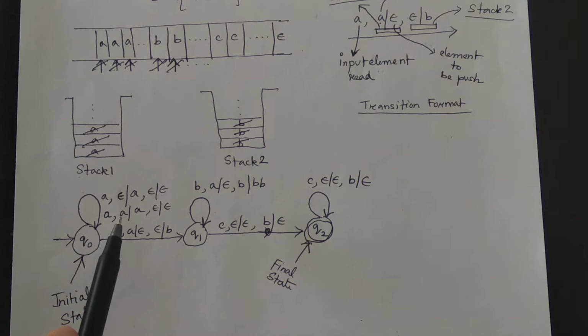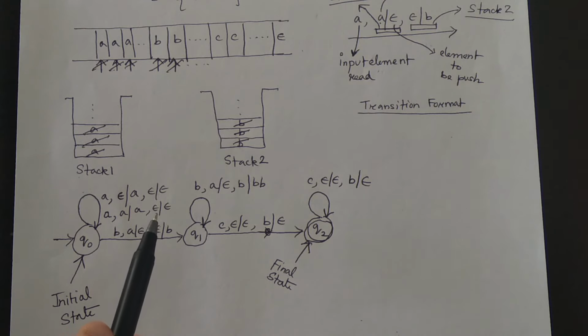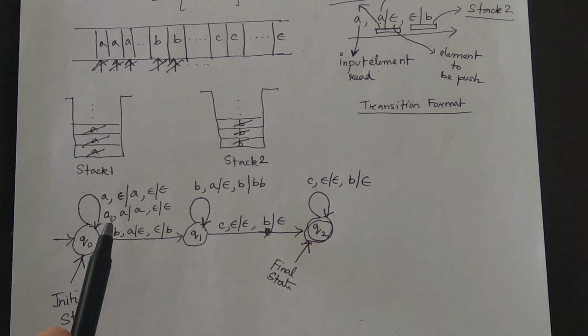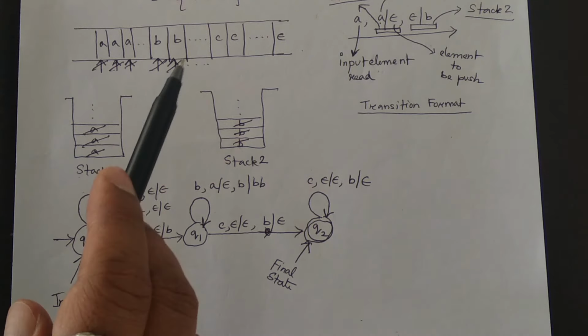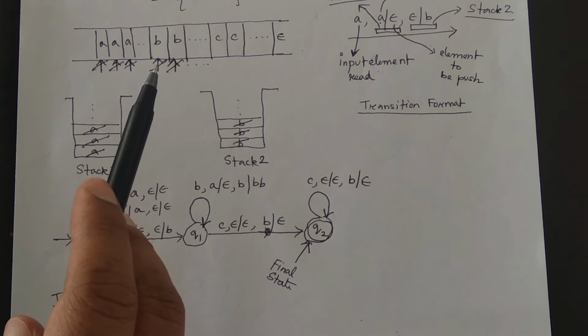Top of the stack is A. What am I pushing? A. And what is in the second stack? Nothing is in the second stack. That means all the A's will be pushed one after another into stack number 1. Clear? Now we will reach the next element, that is your B.